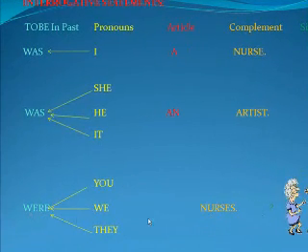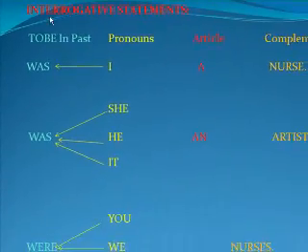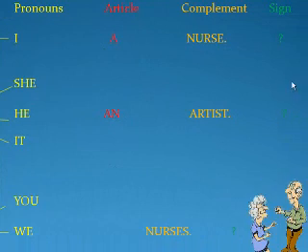Were they nurses? Estudiantes, no olvidarse que en la forma interrogativa va primero el pasado del verbo to be, seguido por los pronombres, el artículo, el complemento y al final el signo.